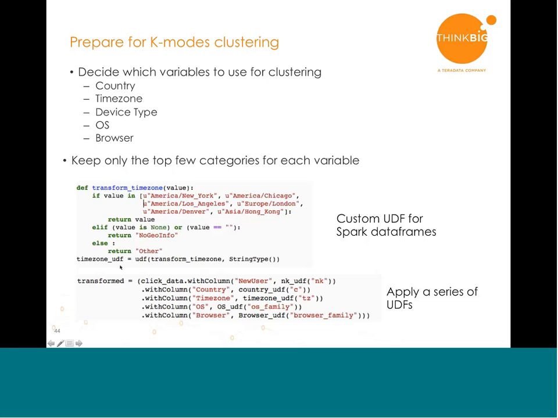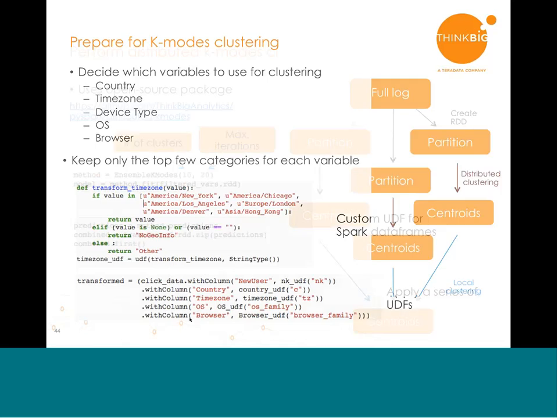To define this as a user-defined function, we just tell it the function name and the type of data it will return, and then we can call this UDF function over a data frame just by passing it in with column syntax. So we take our original data frame, we say add a new column called new user, apply this function to this existing column, and we do that for a series of different columns to reduce dimensionality in this case.